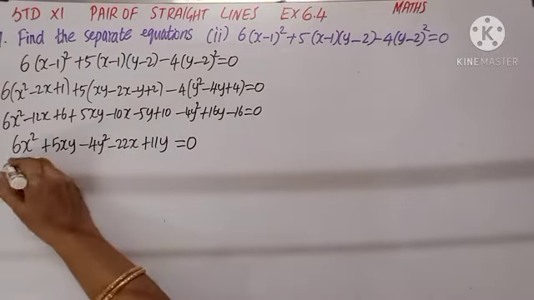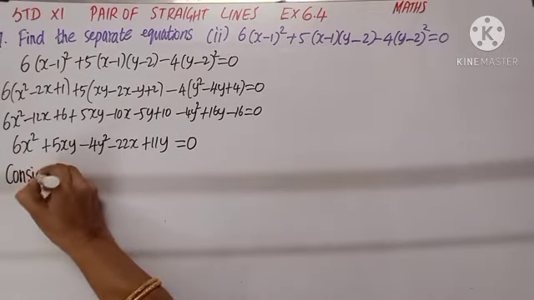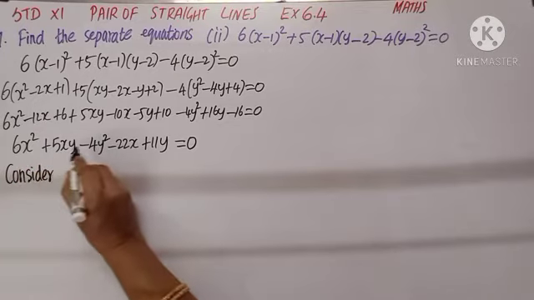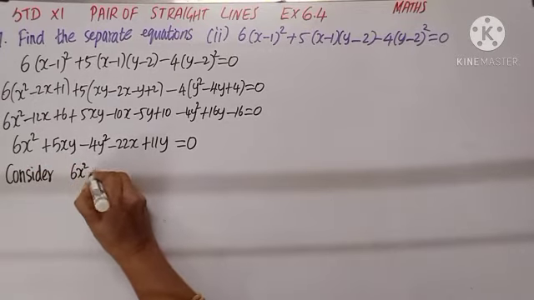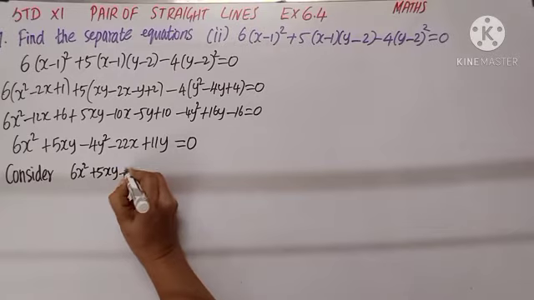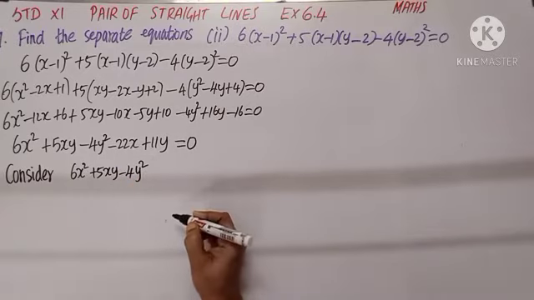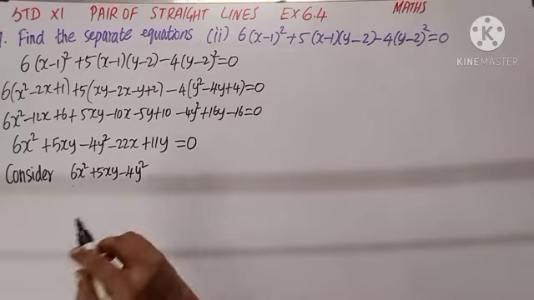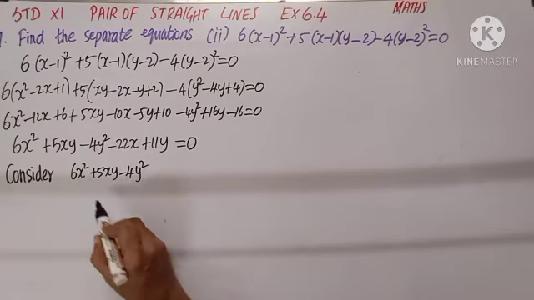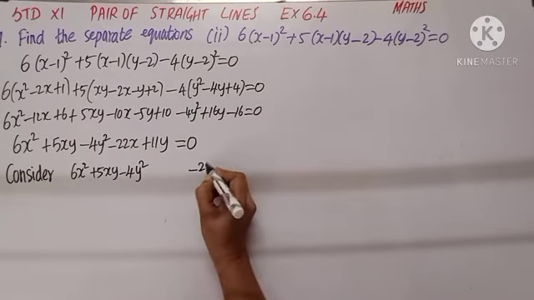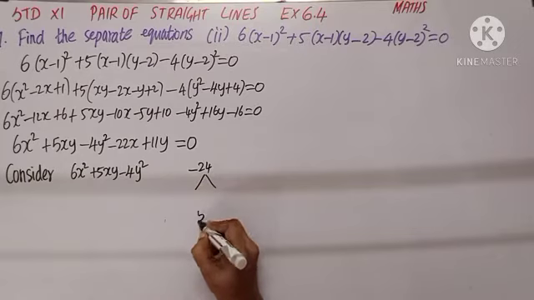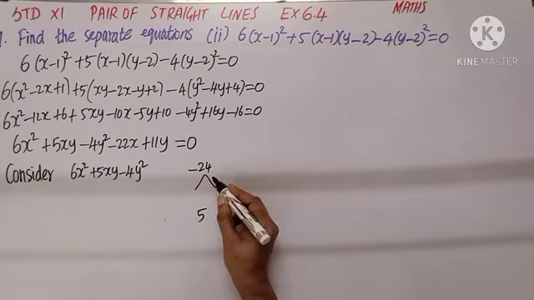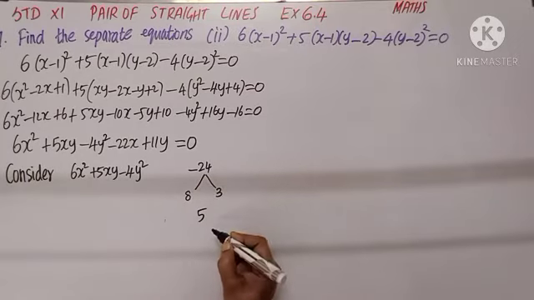To get the separate equations, consider the x square, xy and y square terms: 6x square plus 5xy minus 4y square. Like the previous problem, let us factorize this. 6 into minus 4 and I need 5. What are the two numbers? 8 and 3 are.